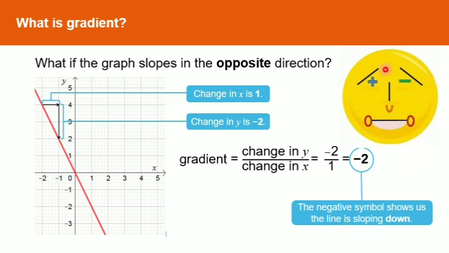Here I prepared Mr. Slope. This Mr. Slope will help you to define the gradient also. When you have a line with this direction, the gradient will be positive. If you have a line with this direction, the gradient will be negative. When you have a vertical line, the gradient will be undefined. And when you have a horizontal line, the gradient will be equal to 0.